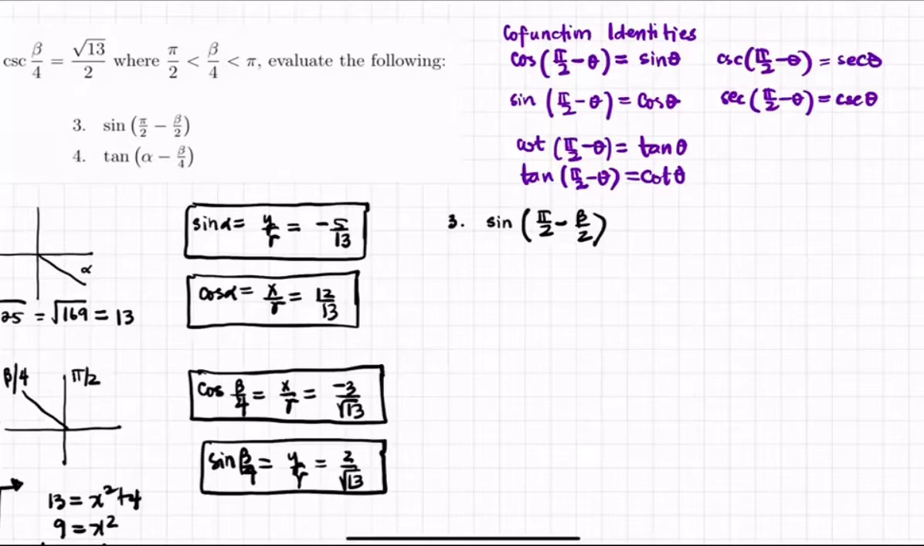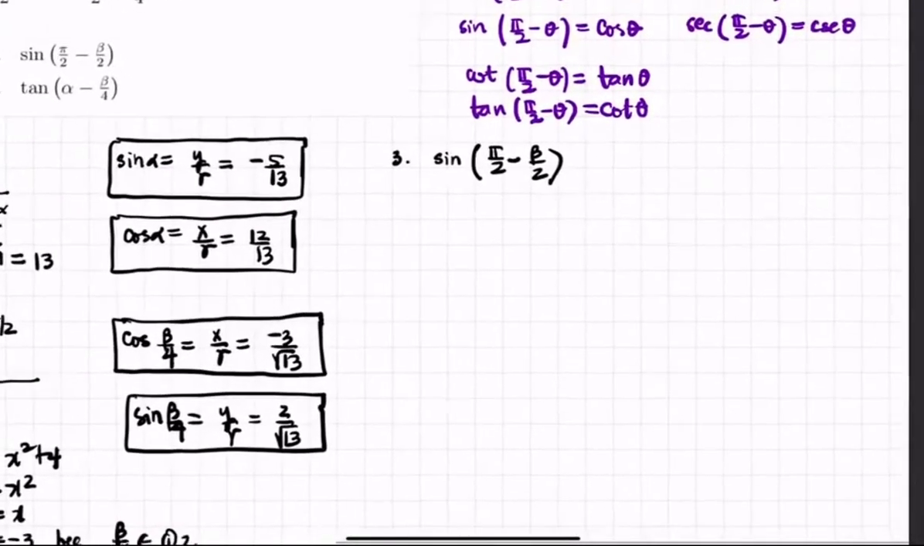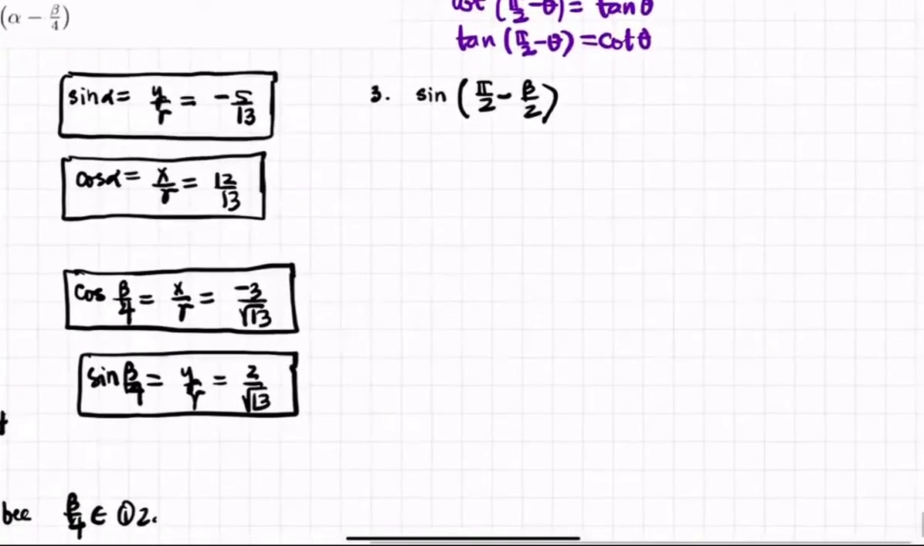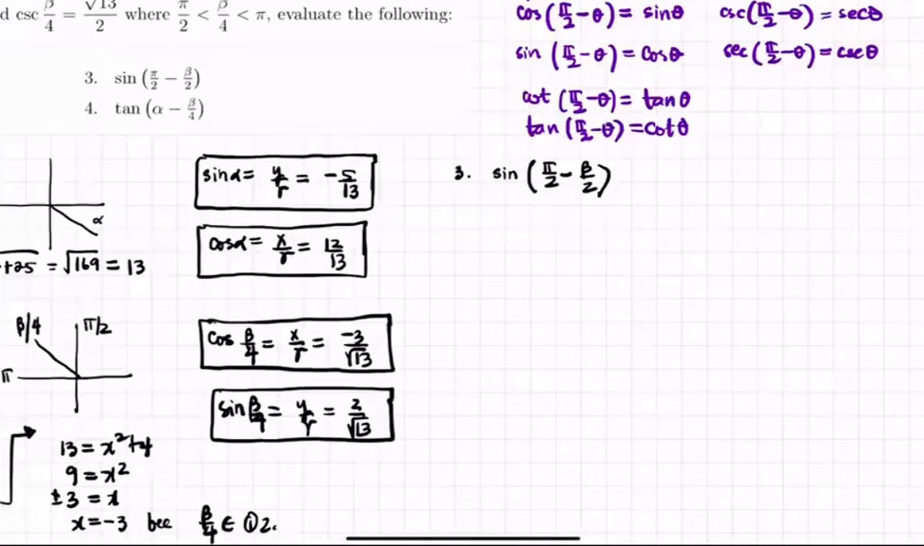So, for number 3, sine pi over 2 minus beta over 2. So, using the cofunction identities, nandito siya, no? Pi over 2 minus something. So, ang hinahanap mo lang talaga ay cosine beta over 2 lang siya. Right? Okay? Nagets ba yun? Bale, your theta is beta over 2. Ito yung theta mo. Okay?